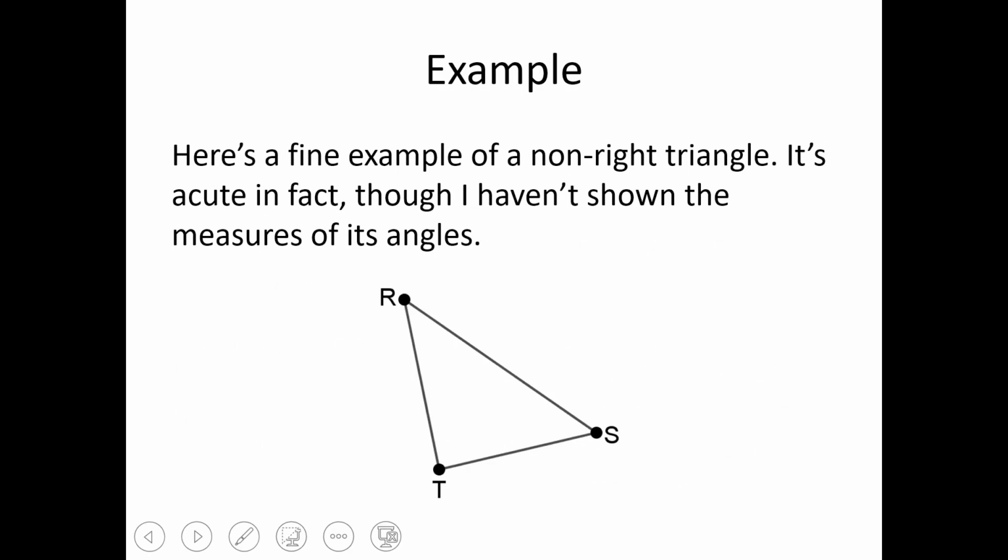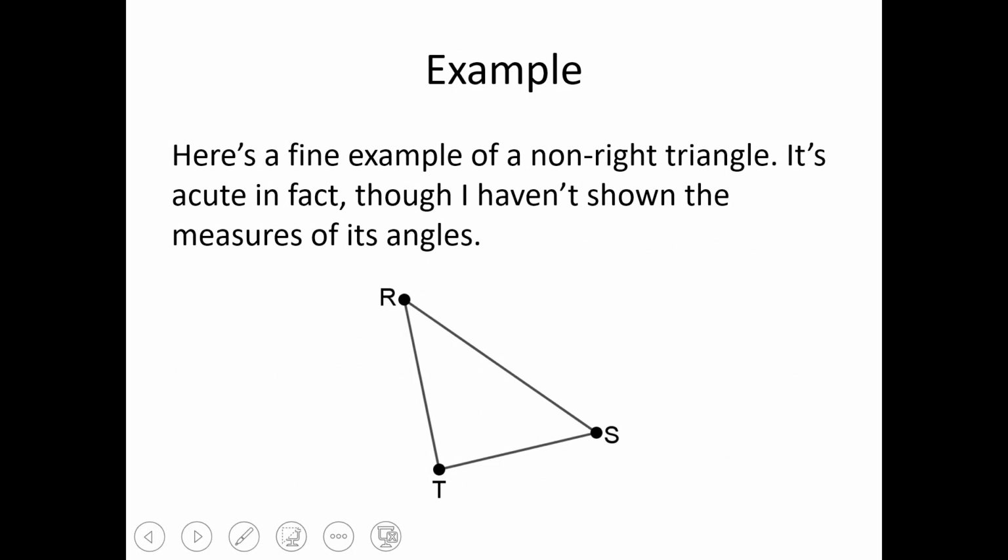So here's an example of the sort of thing that I have in mind about how we can clear that hurdle: we don't have a right triangle, so how do we do trig? Here's a triangle RST, and I didn't give its angle measures, but let's just assume that it's acute. That is, each of the angles R, S, and T are acute angles, as they appear to be, but let's assume that they are.